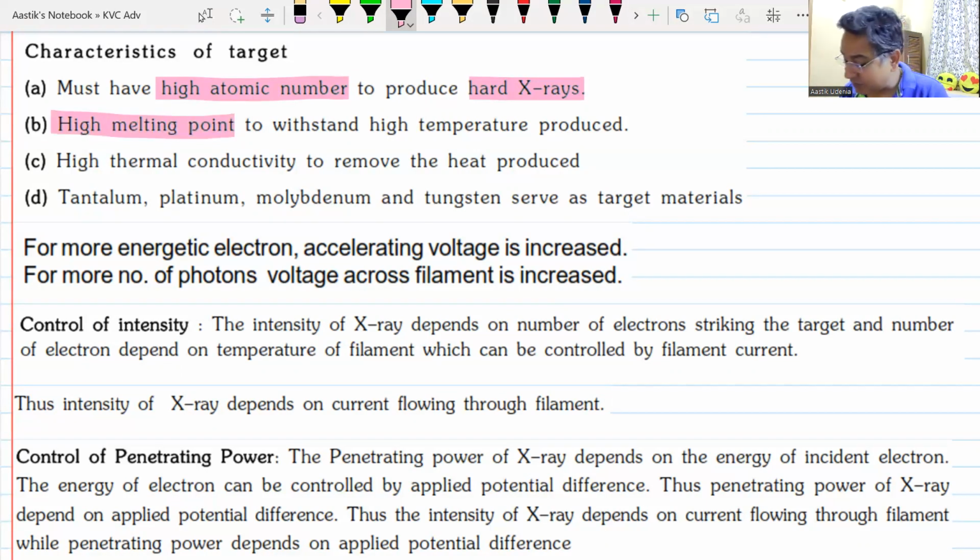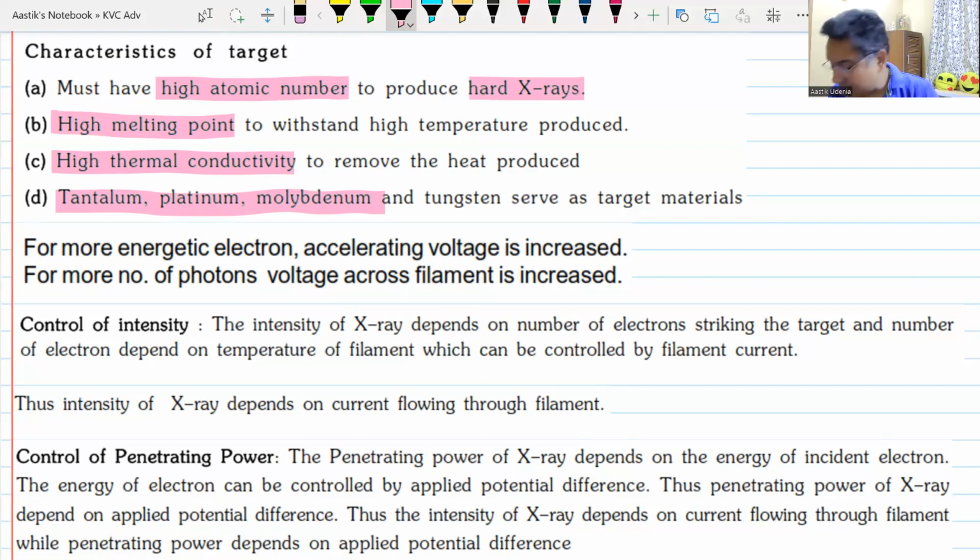Why it should have high melting point? Because heat is produced. Large amount of heat is produced. If it does not have high melting point, it will melt and it will just become liquid and nothing will happen. It should have high thermal conductivity. Why it should have high thermal conductivity? So that it can conduct and remove the heat which is produced. Tantalum, platinum, molybdenum, and tungsten are ideal target metals.